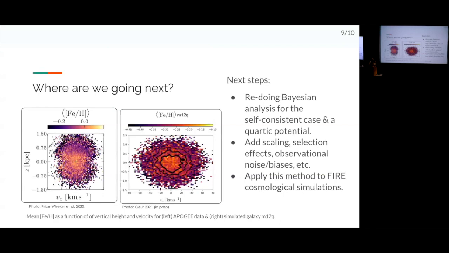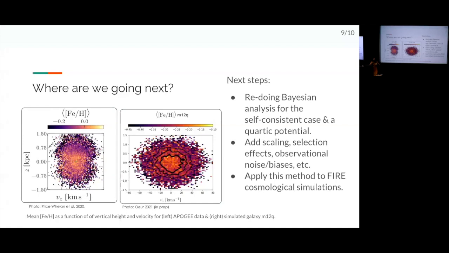And last but not least, I'd like to apply this method to the FIRE cosmological simulations. I think a couple of advantages to that would be that the data sets have no observational noise, and we have a fully characterized potential. And so we can see how well this method performs in the case in which the system is a bit more complex and more realistic, and for which we already have the right answer.